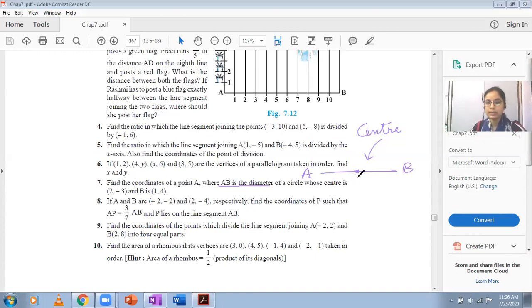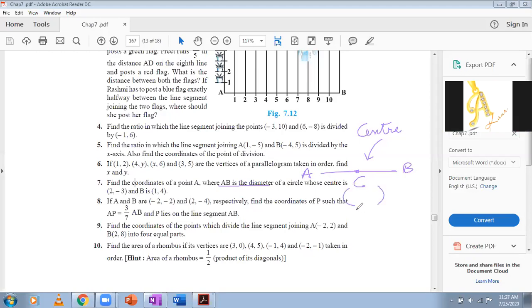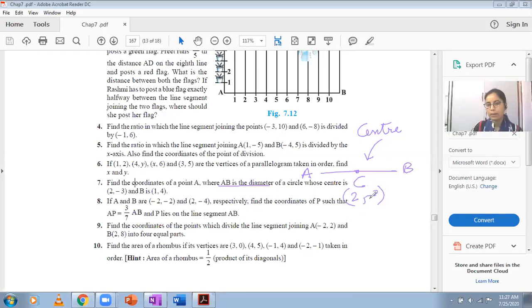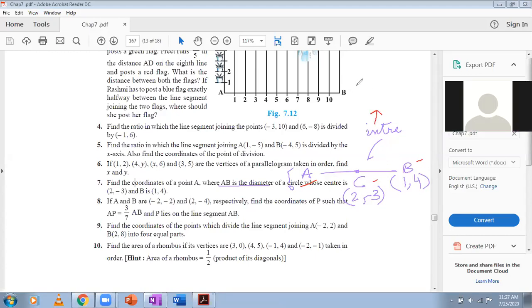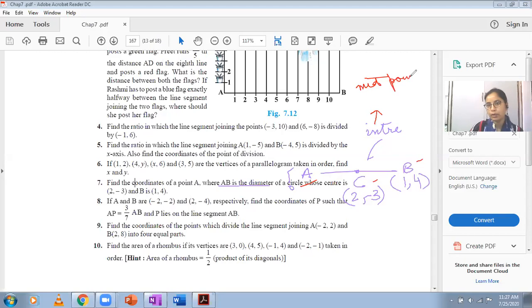If you want, you can represent the center by C also. The center here is given as (2, -3) and we don't have the coordinates of A. We have the coordinates of B as (1, 4). What is the relation here? Can anyone tell me what will be the relation between points A, B and C? Ma'am, midpoint. Yes, C is the midpoint of the diameter. This is what we're going to use. So the coordinates of C will be obtained by adding the coordinates of A and B, dividing them by 2.